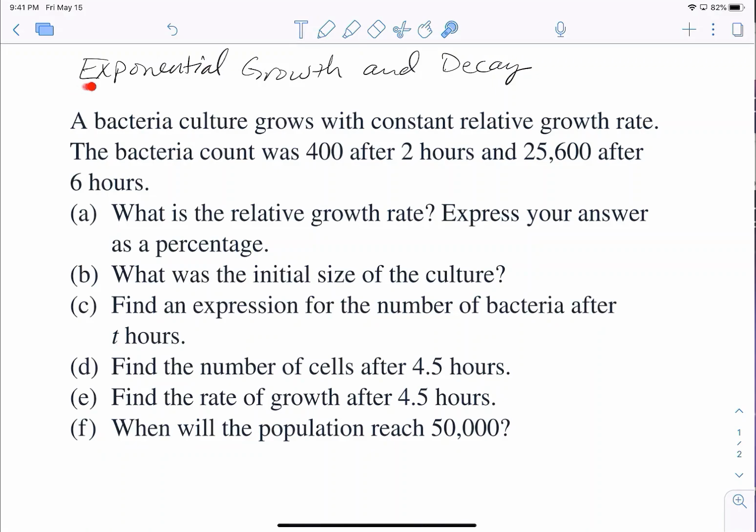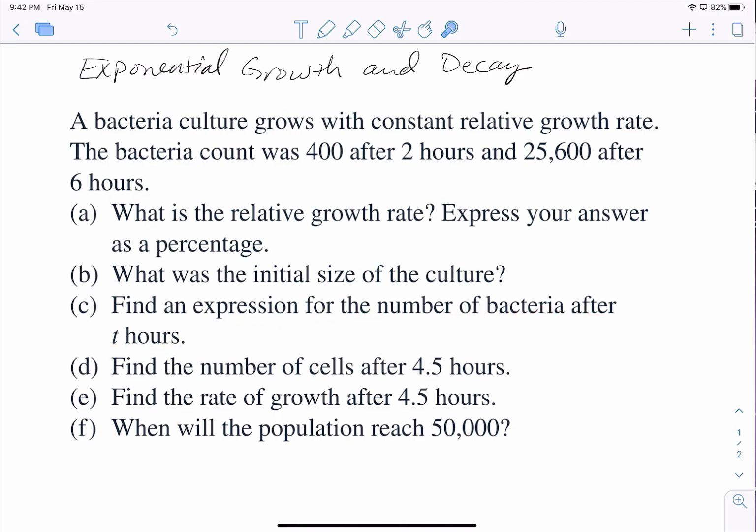Applications using exponential functions typically involve growth and decay, and our example here is one of growth. We have a bacteria culture growing with a constant relative growth rate, and the bacteria count is 400 after 2 hours, 25,600 after 4 hours. This should seem reminiscent of something you've seen in previous math work, where you're asked for an expression for the number of bacteria after T hours.